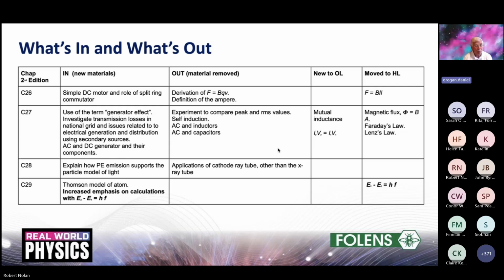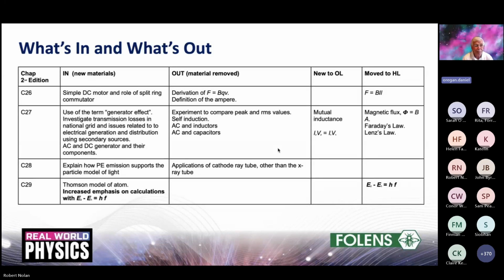The chapter on the electron, the photoelectric effect and that stuff, pretty much the same, and for most. Explain how the photoelectric emission supports the particle model of light. Well, again, you probably were teaching that all along, but it's specifically mentioned here. Applications of the cathode ray tube other than the X-ray tube are not mentioned, like the cathode ray tube in a television, but that's all outdated stuff anyway, so pupils don't really have to worry about them.